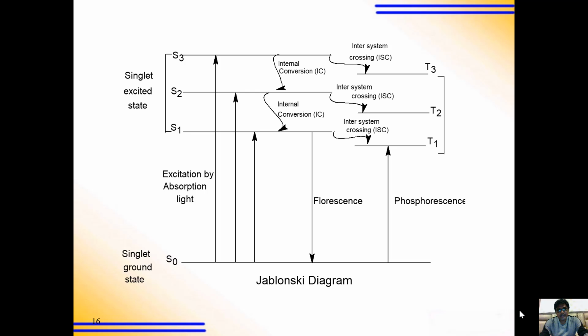Again, in the same way, the excited singlet state electrons lose their energy and come to the ground state or a lower energy level. So S3 to S2, S2 to S1 is simply called internal conversion. And if S1 goes to S0 by losing some amount of energy, this phenomenon is called fluorescence. And the inter-system crossing of energy between S3 to T3, S2 to T2, S1 to T1, and from T1 to S0, this is called phosphorescence.